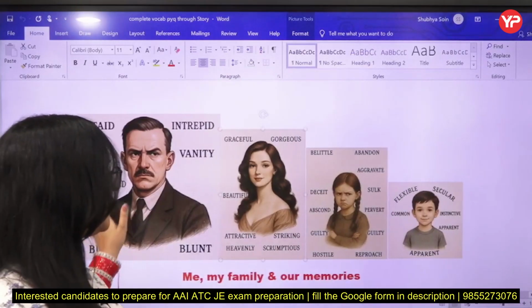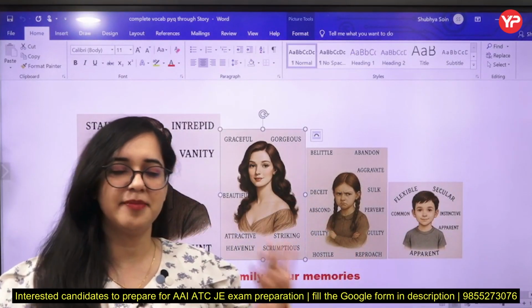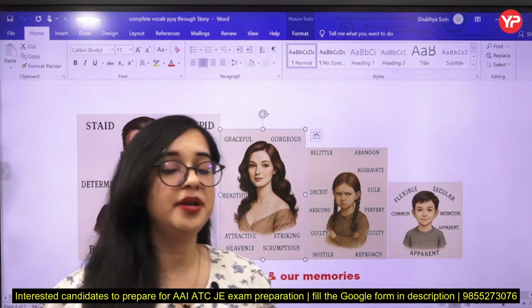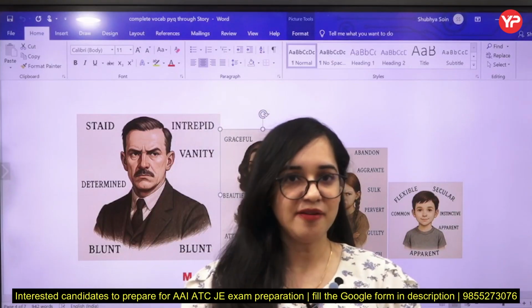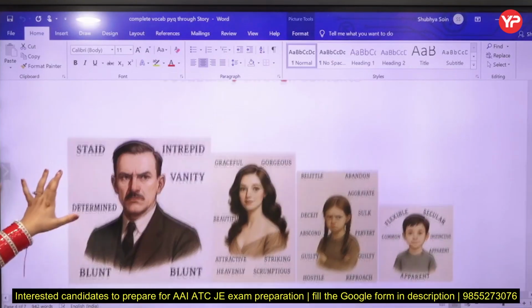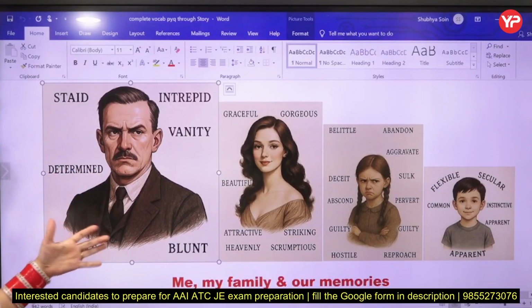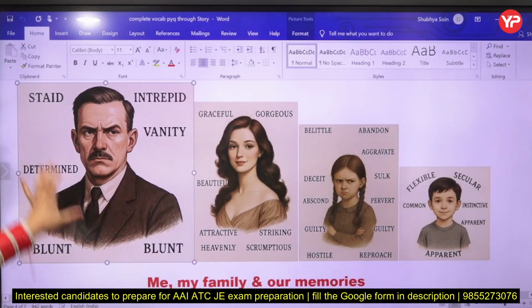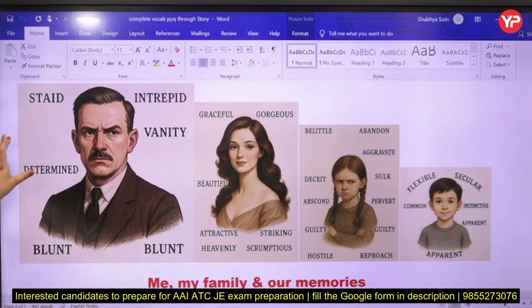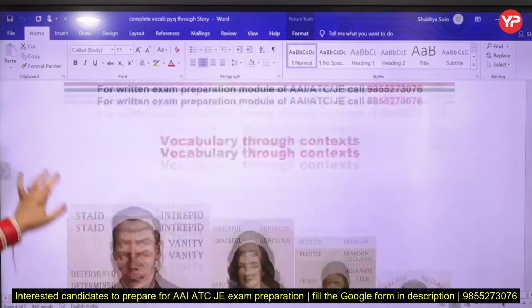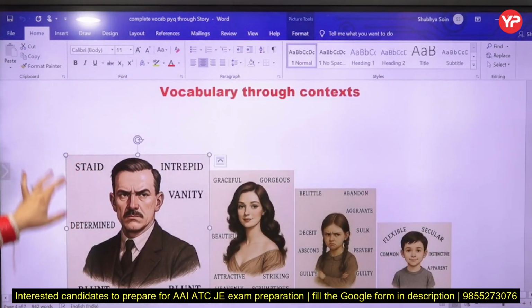I hope the four characters of me and my family, the imaginary family, and some of the memories which I'm going to relate with you are very much clear. So these were certain words. So you see that if you remember these words, positives and negatives, many of the words you have learned so far. So basically more than 15 words, 15-20 words you have learned through this only. So that was the first time I introduced you to the family characters.